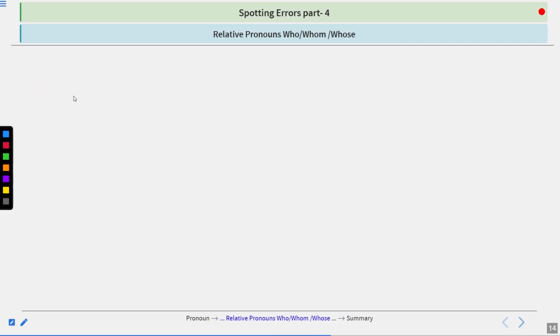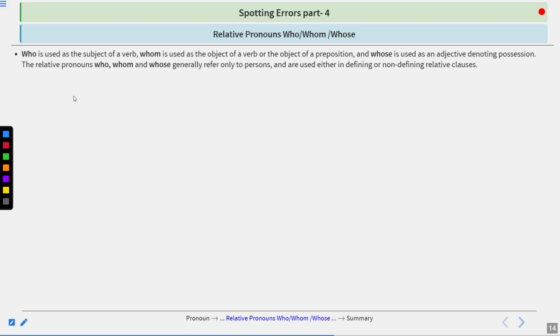Relative pronouns: who, whom, whose. So here we are going to talk about relative pronouns. Let's first of all know about the relative pronouns. Who is used as a subject of a verb, whom is used as the object of a verb or the object of a preposition, and whose is used as an adjective denoting possession. The relative pronouns who, whom, and whose generally refer only to persons and are used either in defining or non-defining relative clauses.